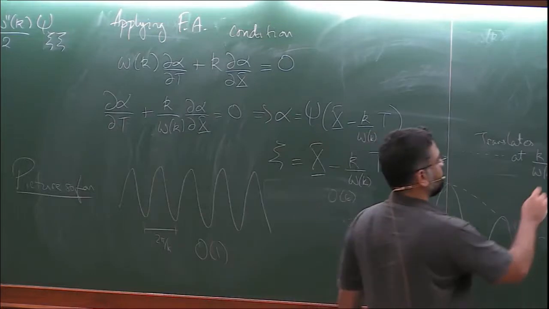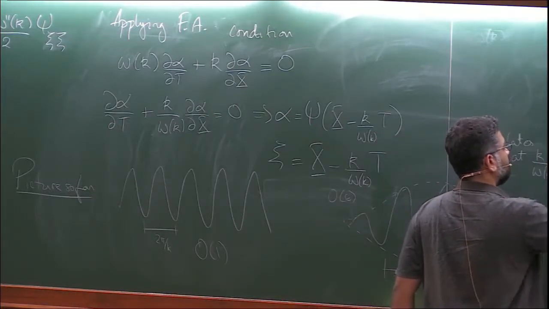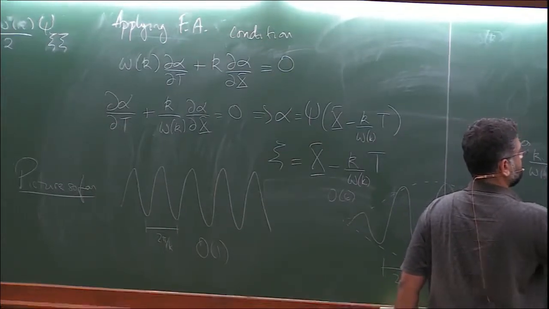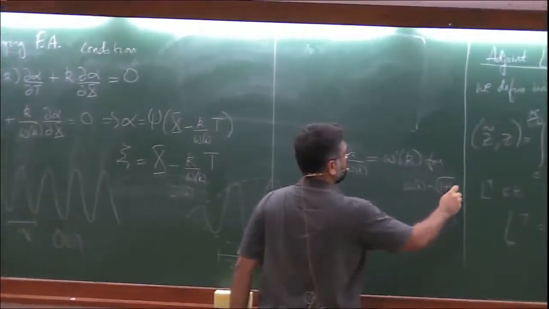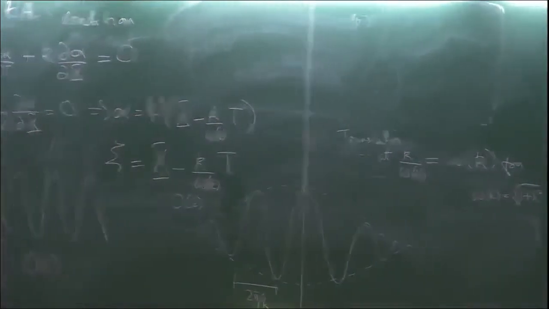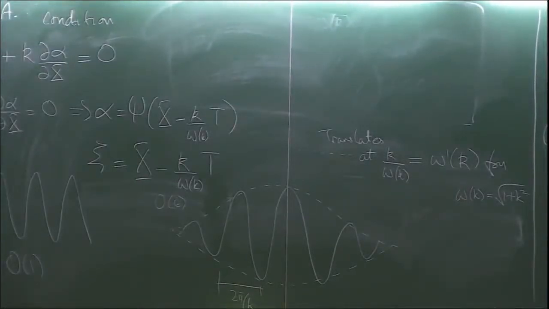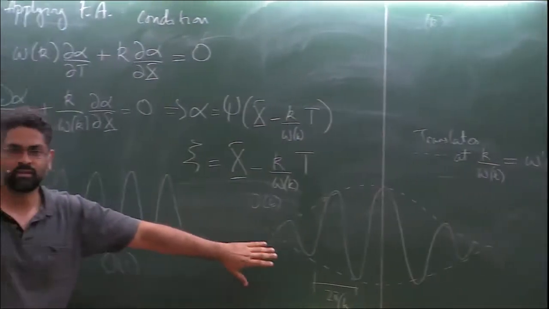It's not too hard to show that k by omega happens to be omega prime of k, which you may know as the group speed. So the profile translates at the group speed, and there's this high frequency oscillation that's moving at the phase speed. Okay? So we already know that whatever our solution is, it ought to look something like this.